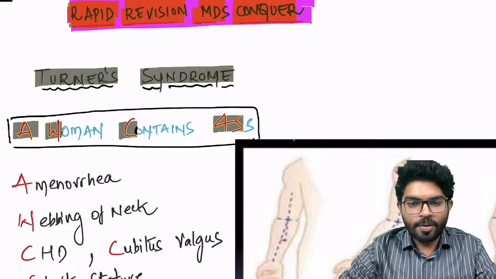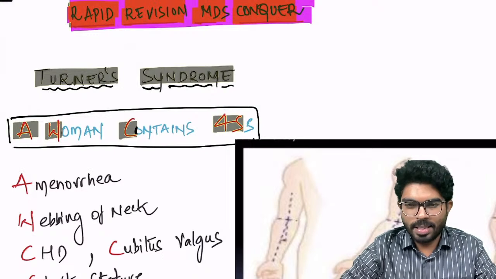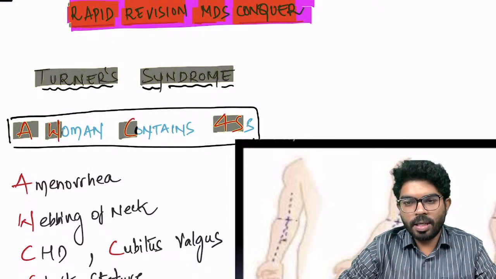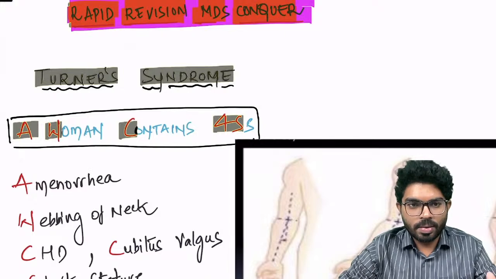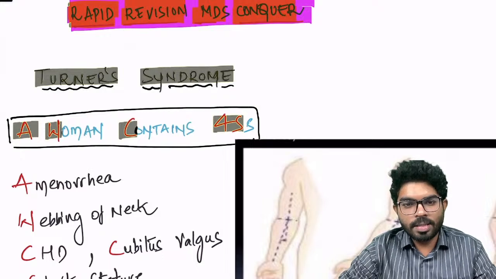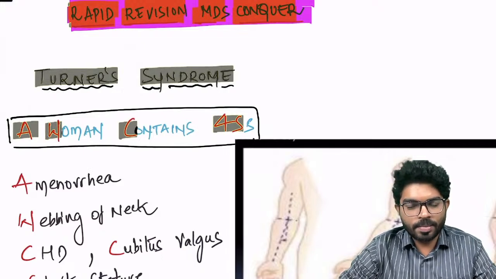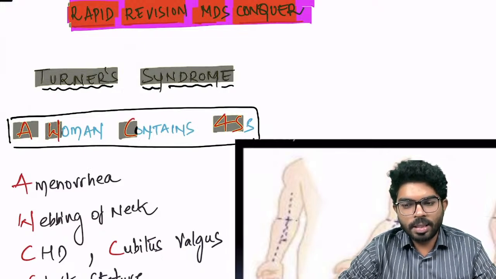So we'll try to learn a few important areas, a bit of quick revision. Let's start. First and foremost concept is Turner's syndrome. Can you tell me how many chromosomes are present in Turner's syndrome, and what is the chromosomal abbreviation given for it?